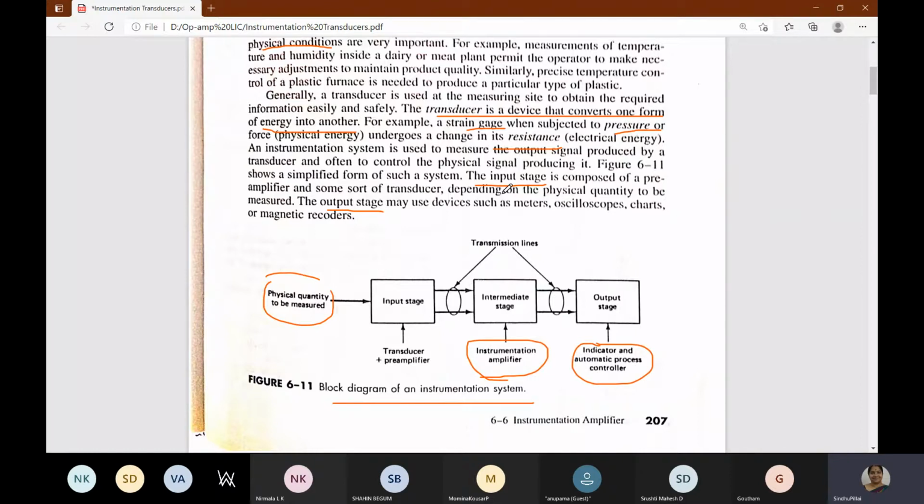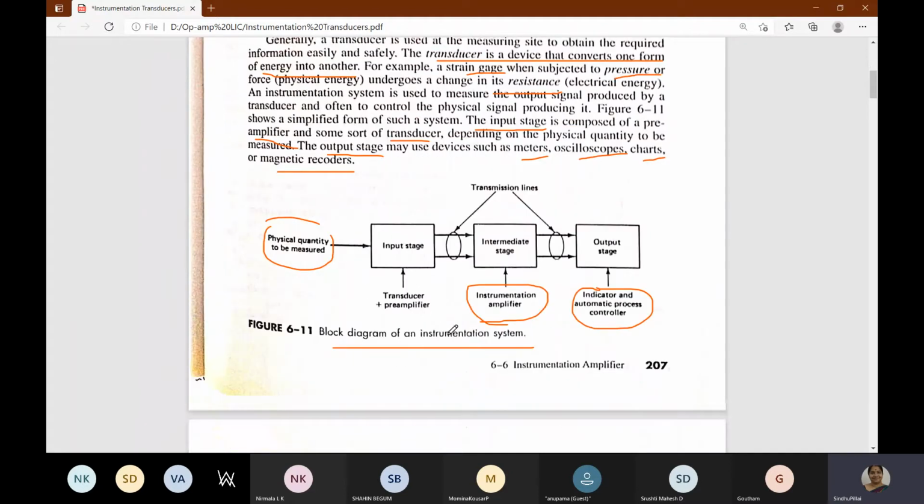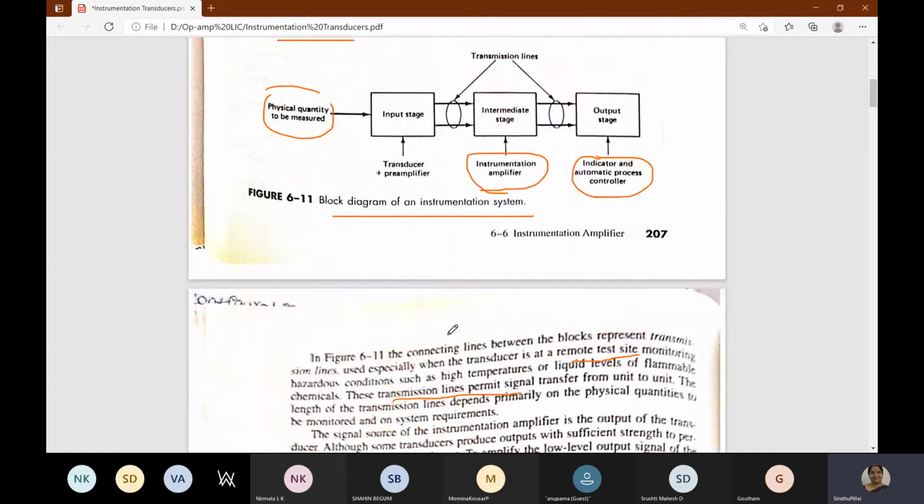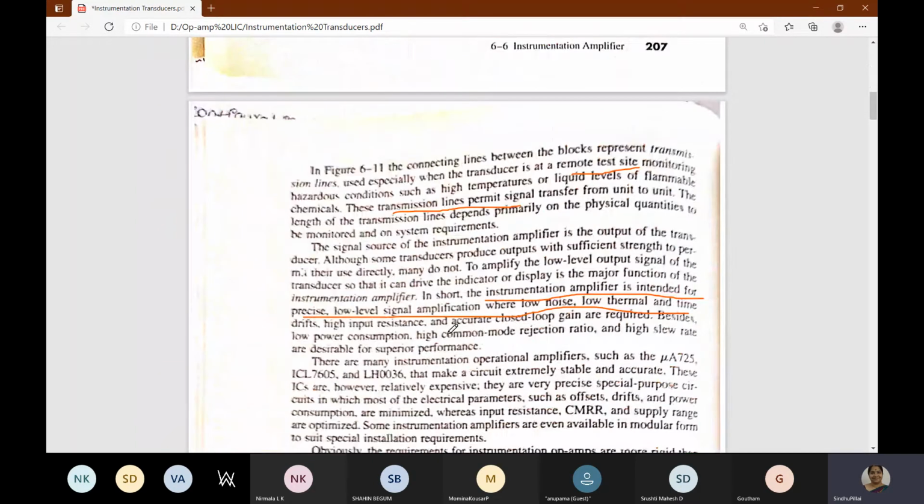So what is the input stage? The input stage is composed of the preamplifier and transducer. And the output stage has meters for displaying, oscilloscopes, charts, magnetic recorders. All of this will be used at the output stage to display the output. So in the block diagram of the instrumentation system, three important stages are there: the input stage, intermediate stage, and output stage. In between, there are transmission lines for moving the data from one stage to the other. So this is the block diagram. The transmission lines permit signal transfer from unit to unit.